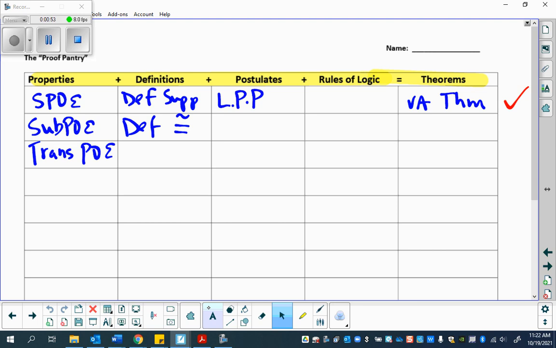So the approved pantry doesn't necessarily put things in a neat equation format like you might think, properties plus definitions plus postulates. Those ideas don't exactly equal my vertical angle theorem. What it is instead is just a listing or resource.